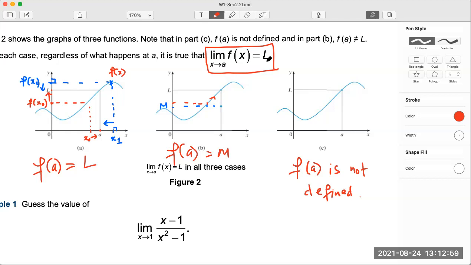The value of the function at a is defined in the first case. In the second case, the value of the function is not equal to L, it is below this, right? In the third case, f of a is not defined. It's not really clear, okay? Because we see that there's a hole right here.